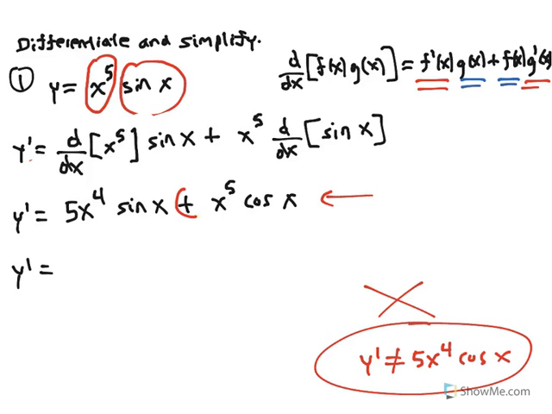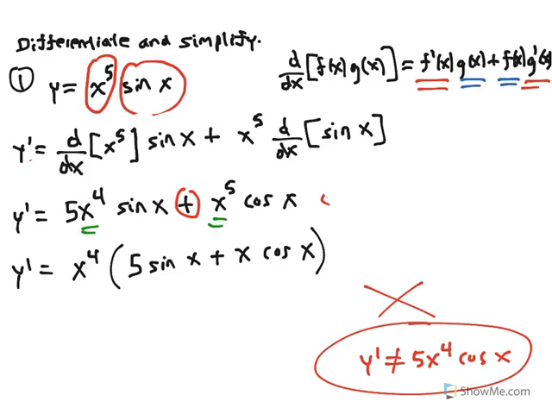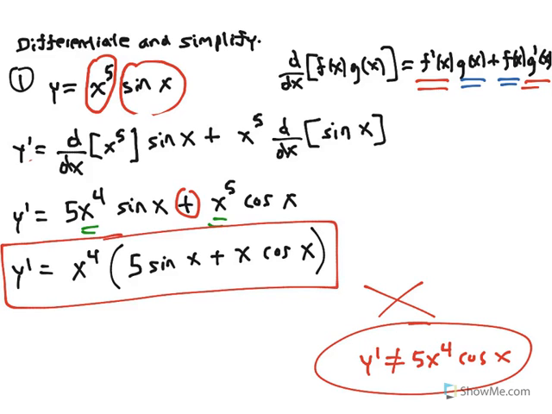You can simplify by recognizing that you have a sum of two terms, and there is a common factor of x to the fourth in each term, and you can factor out x to the fourth from each term. So from the first term, you'd be left with 5 times sine x, and from the second term, you'd be left with 1 factor of x times cosine x. And that would be the correct answer that has been simplified. This is the correct answer. This is not the correct answer at the bottom of the screen.